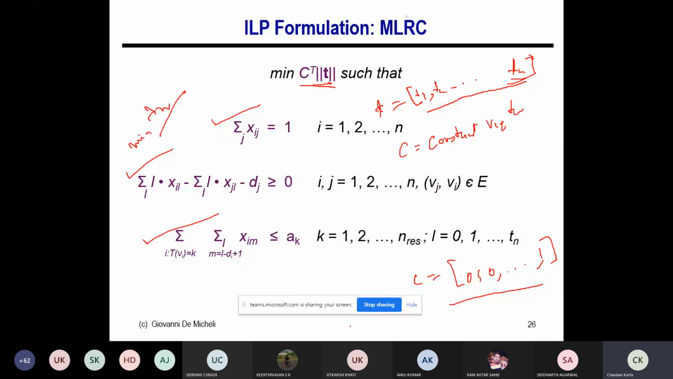So what I'm saying is that this minimization is basically C, a vector of constants, right? Of size n. In this particular formulation, t is a vector of start times.